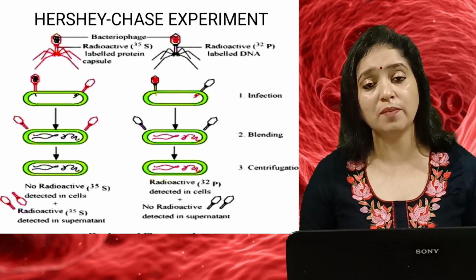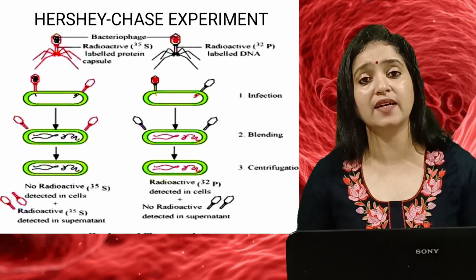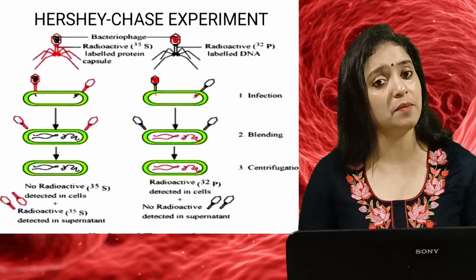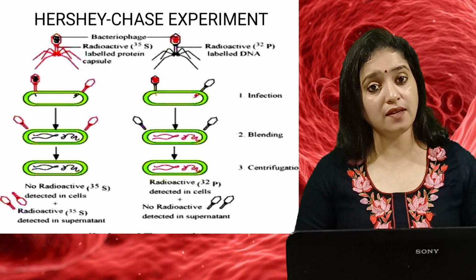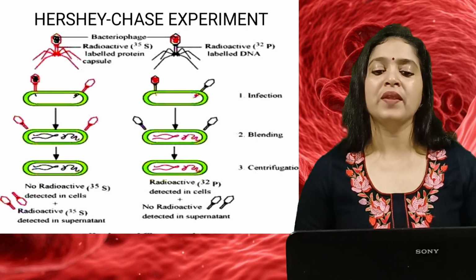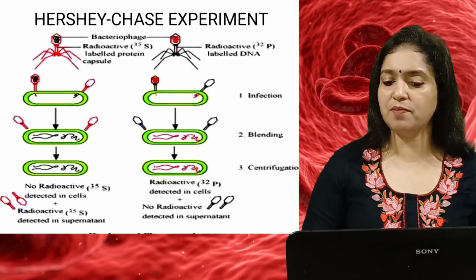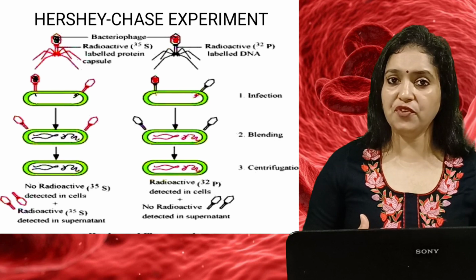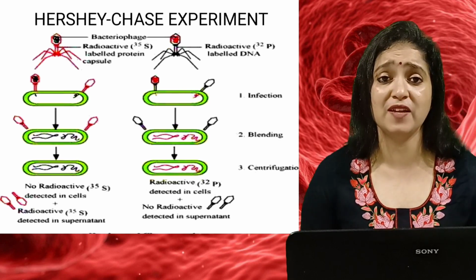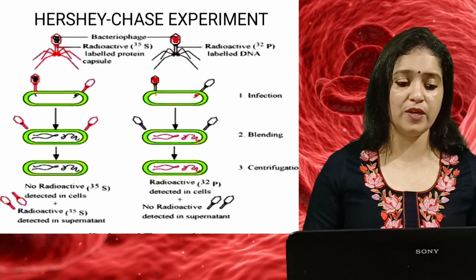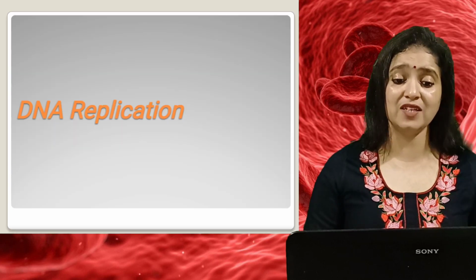This can be asked as a 1-mark question. Which radioactive element is used in this particular experiment done by Hershey and Chase? P32, S35. And all 3 points are there. The 3 steps are there: infection, blending, and centrifugation. I'm not explaining the experiment much. You do study this experiment. This is very important. So you can expect a 5-mark question from this.